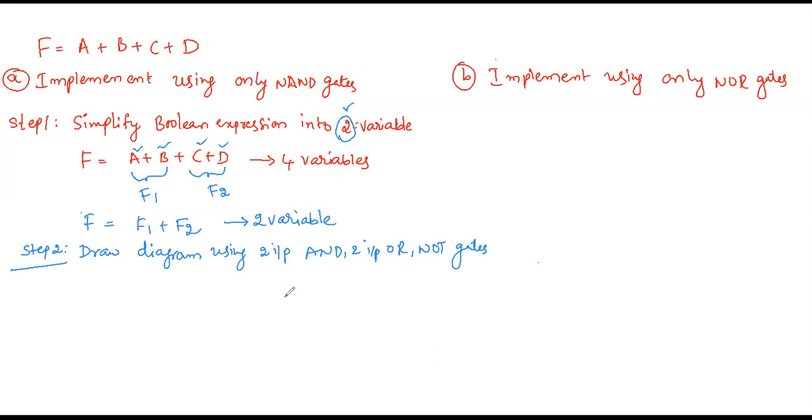This is an OR gate. Addition indicates OR gate. The inputs are F1 and F2, and this is F. Next, what is F1? F1 = A + B. Plus indicates OR gate. So inputs A, B and output F1. Next, C + D gives F2.